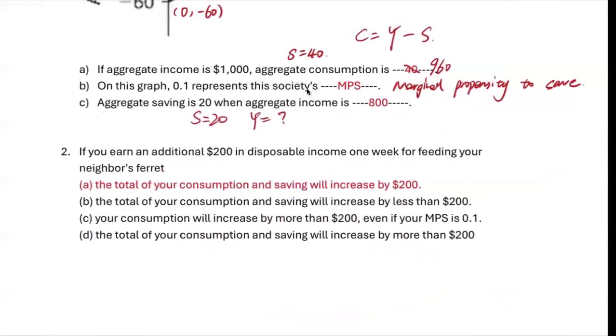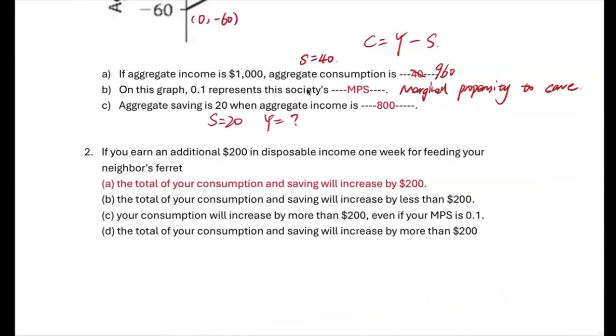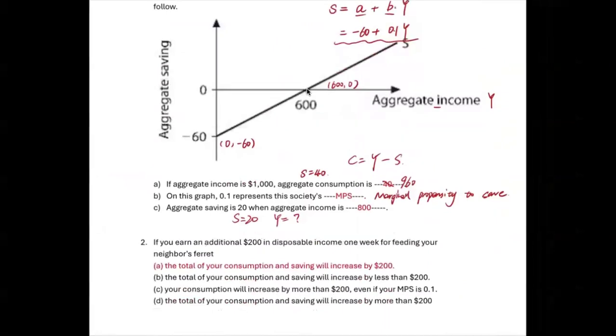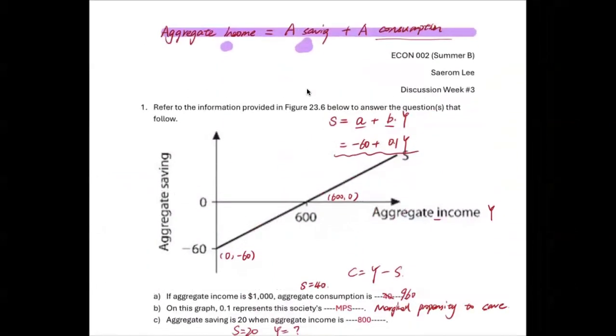Question 2. Question 2 is also about the definition. Now you earn an additional 200 in disposable income in 1 week for feeding your neighbors for rent. Then your total consumption and saving will increase by exactly 200. Why? Because from the first equation, we already know your income goes to saving and consumption. So now your income increased by 200, so your saving and consumption will go up by 200. Okay, so this is just about the first equation that we talked about.